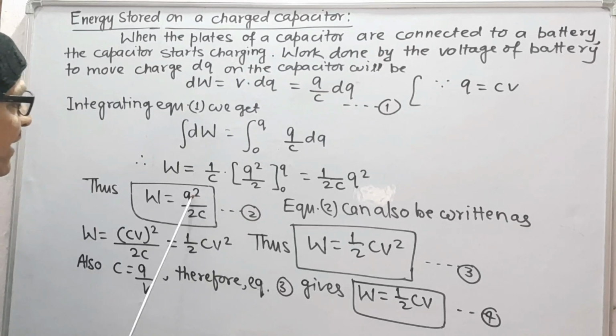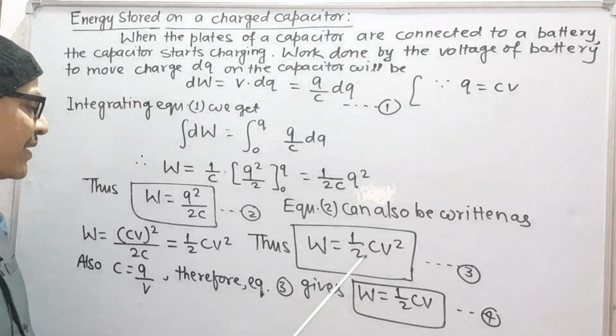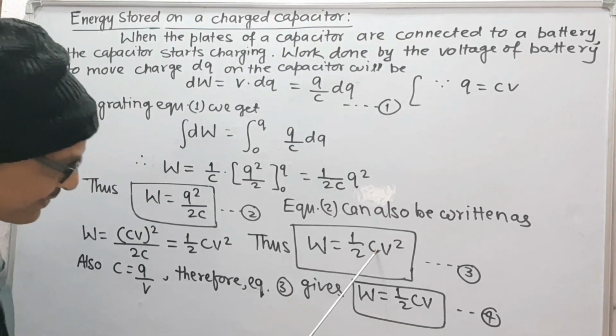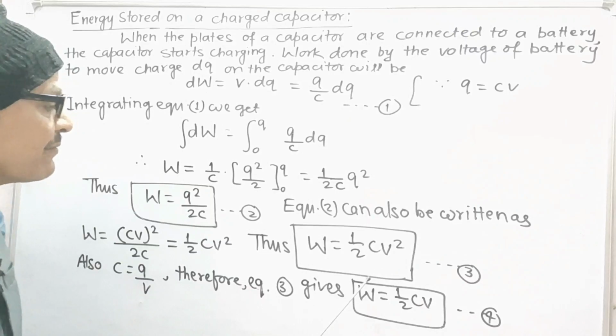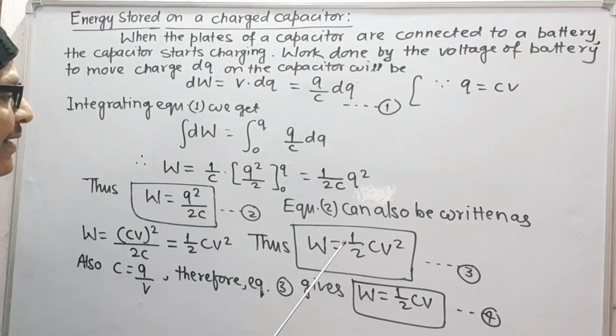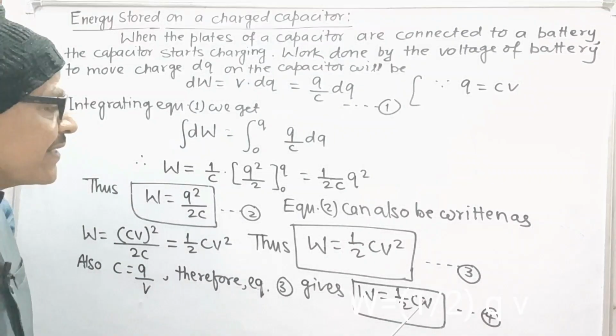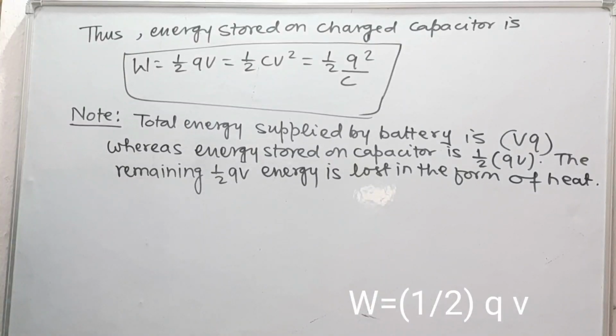Also, putting q is equal to CV, it can be written as C into V whole square upon 2C, which gives W is equal to half CV square. Again replacing C by Q by V, it can be written as W is equal to half Q into V. Thus the energy stored on a charged capacitor is W is equal to half Q into V, which is equal to half CV square, which is also equal to half Q square upon C.